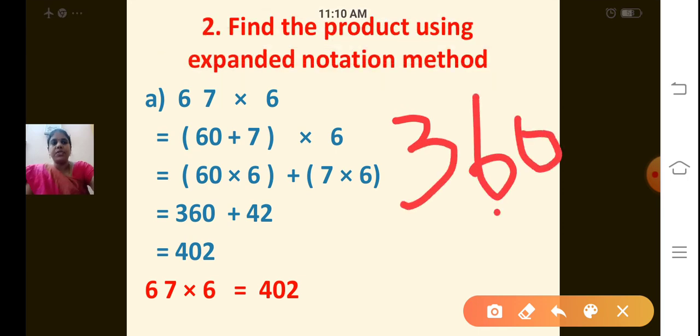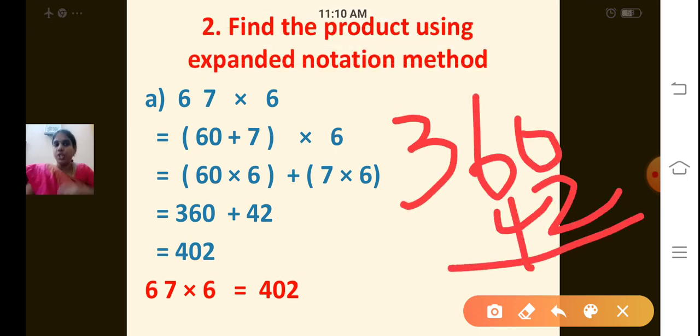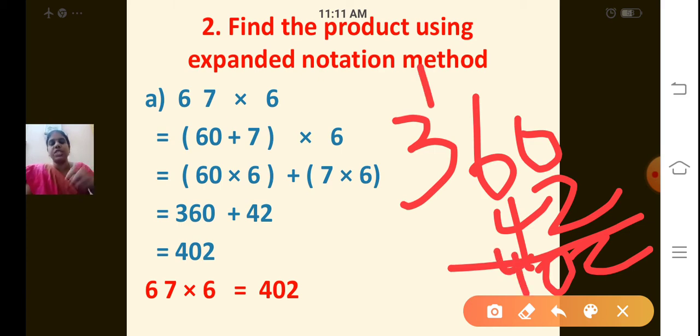360 plus 42. 0 plus 2, 2. Write it down. 6 plus 4, 10. 0, and 1 will be carried over. 3 plus 1, 4. So my answer is 402. If you multiply 67 by 6, my answer is 402.